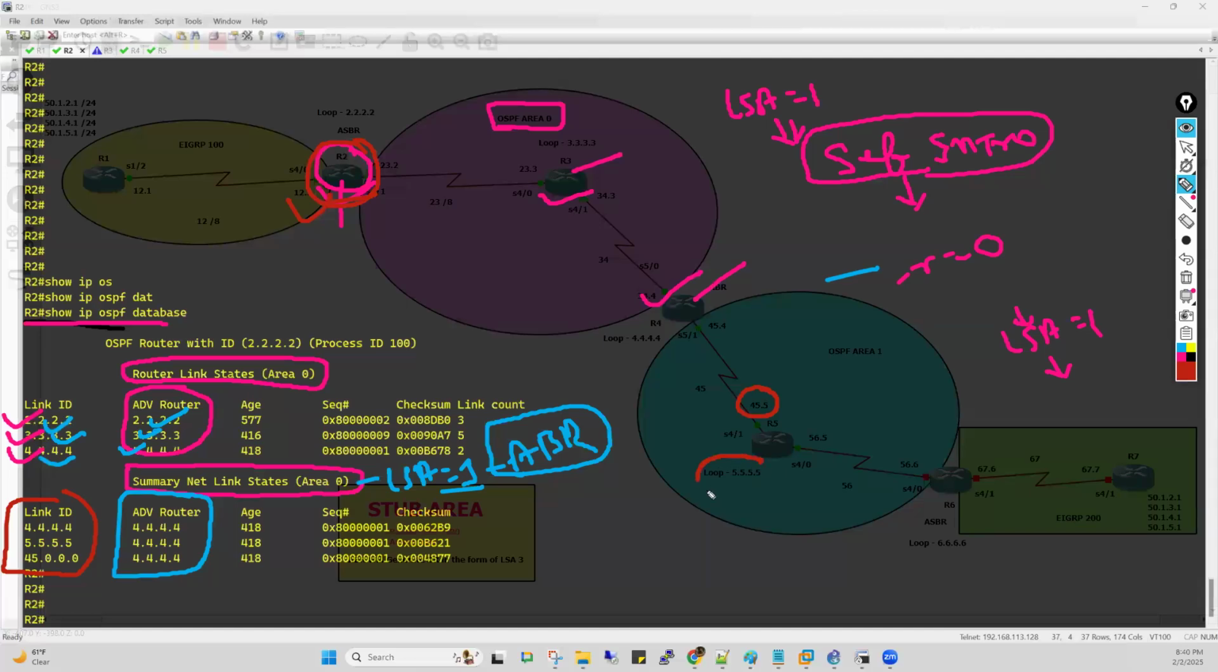One network is the 5.5.5.5 network. Yes or no? And one network is 4.4.4.4 also. Yes or no? So see here, 4.4.4.4, 5.5.5.5 and the 45 network. This one. Is this clear to everyone? Yes or no? Let me know. Clear, guys? Clear, right?